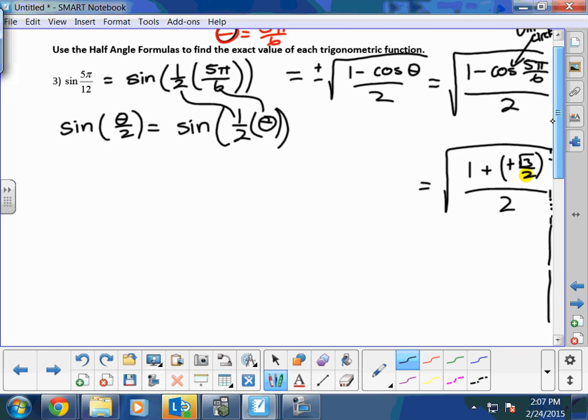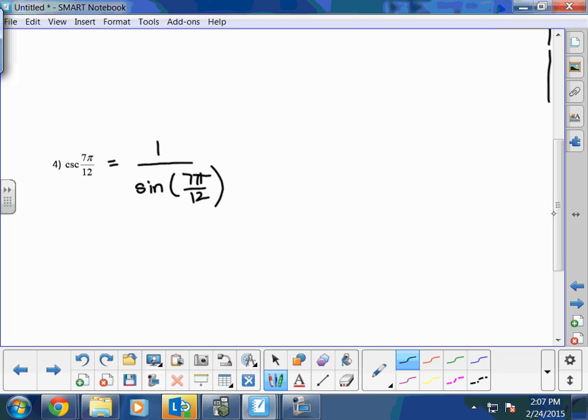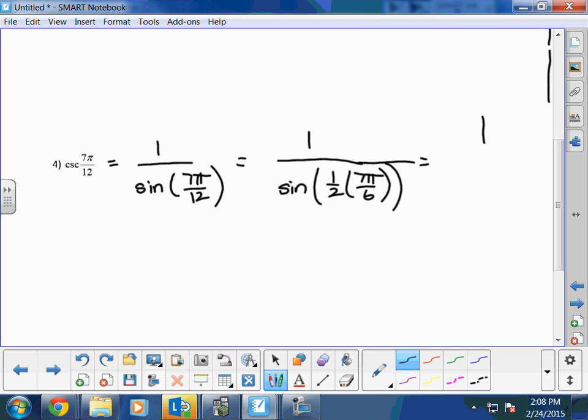They gave you, oh no, they didn't give you the same one. You can do something similar to break it up. It's going to be 1 over sine of 1/2 of 7 pi divided by 6. You apply your half angle formula, but it is a denominator in this case. So this is going to be equal to 1 over the square root of plus or minus 1 minus cosine theta over 2.